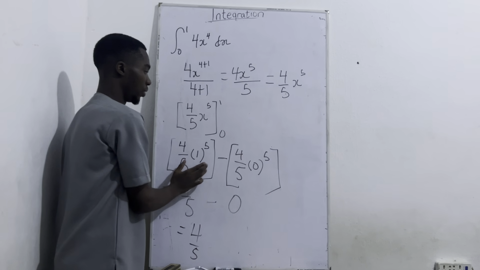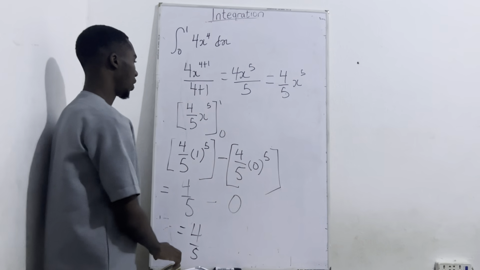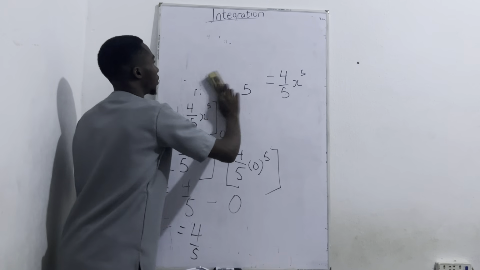Then whatever you get, you bring your negative side and substitute the down one into it. You get it? It's as simple as that. All right. So now let's take an application question on this for us to understand.